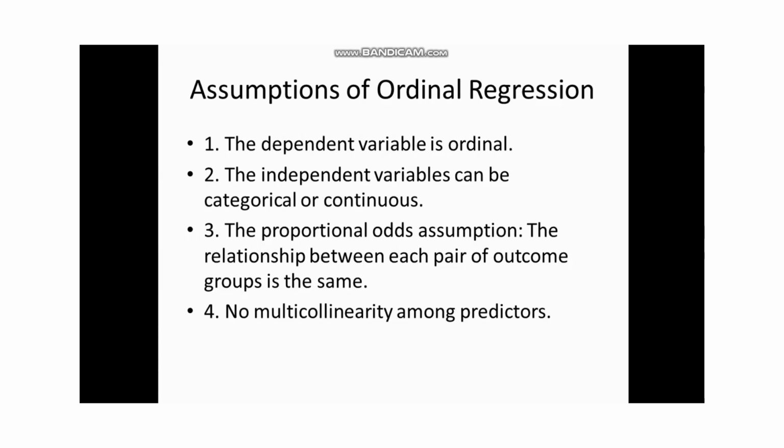Assumptions of ordinal regression. 1. The dependent variable is ordinal. 2. The independent variables can be categorical or continuous. 3. The proportional odds assumption. This implies that the relationship between each pair of outcome groups is the same. 4. No multicollinearity among predictors.